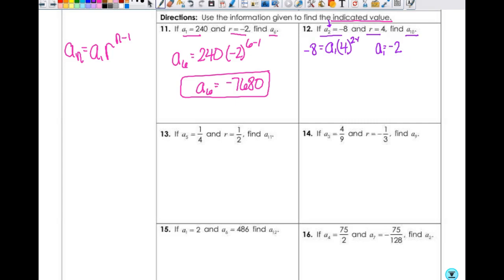So now that I have that, and then I've got, so now I have what A1 is. I no longer need A2. I'm looking for A10. It's equal to A1, which is -2, times R, which is 4, to the 10 minus 1 power. So there I had to find something that I needed so that I could get what I'm actually looking for.